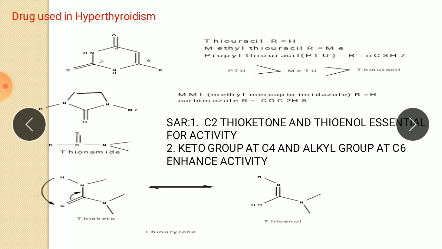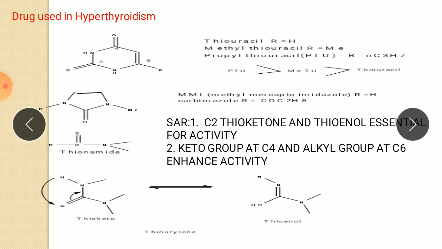Next point, the ketonic group at carbon 4 and presence of alkyl group at carbon 5 and 6 enhance the activity. So keto group at carbon 4, so it is carbon 4. Ketonic group at carbon 4 and alkyl group at carbon 6. So this one is carbon 6. It enhances the activity.